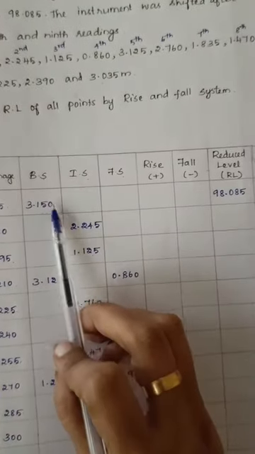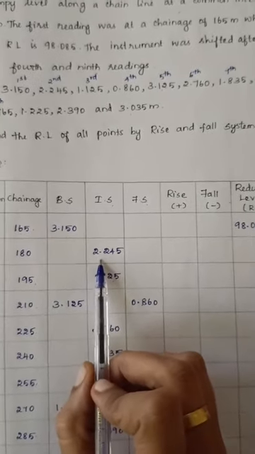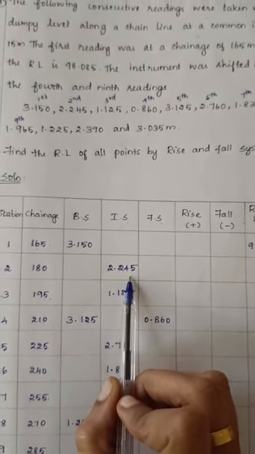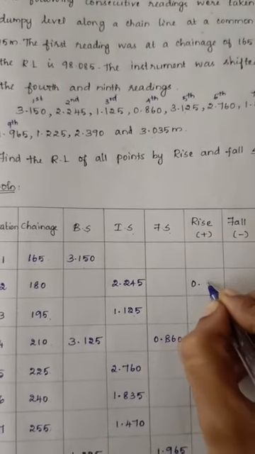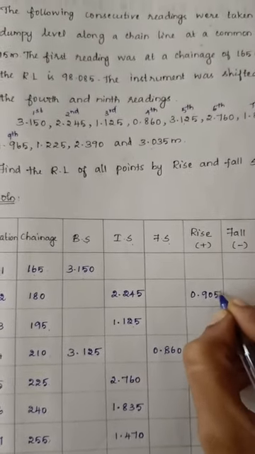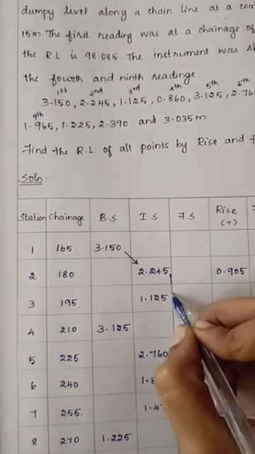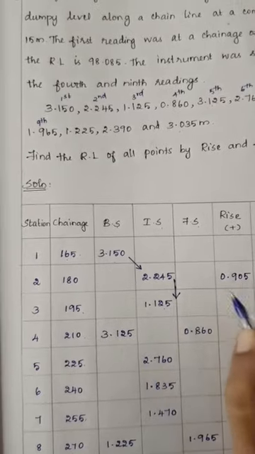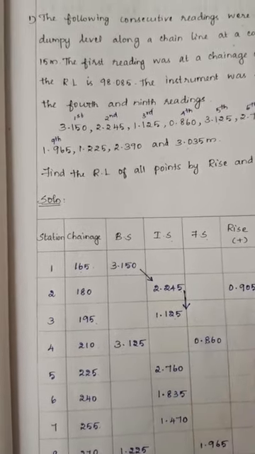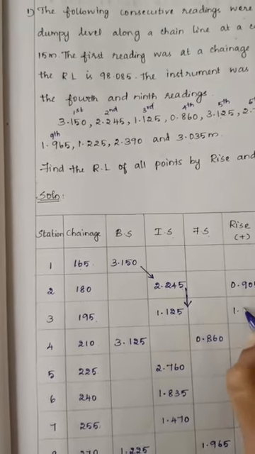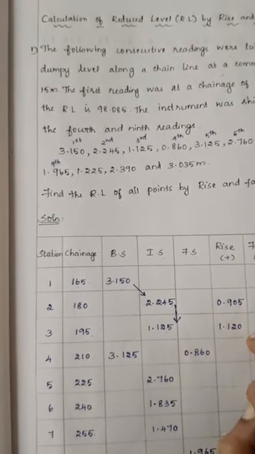First we have back side minus intermediate side. Therefore 3.150 minus 2.245, the value is positive 0.905. Therefore the positive value must be entered in a rise column. Then second, intermediate side minus intermediate side, 2.245 minus 1.125, the value is positive 1.120. Therefore you have to enter the value in a rise column.